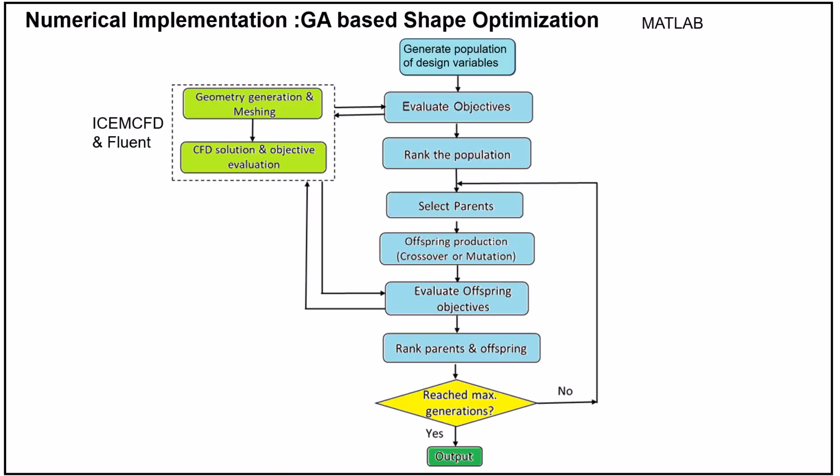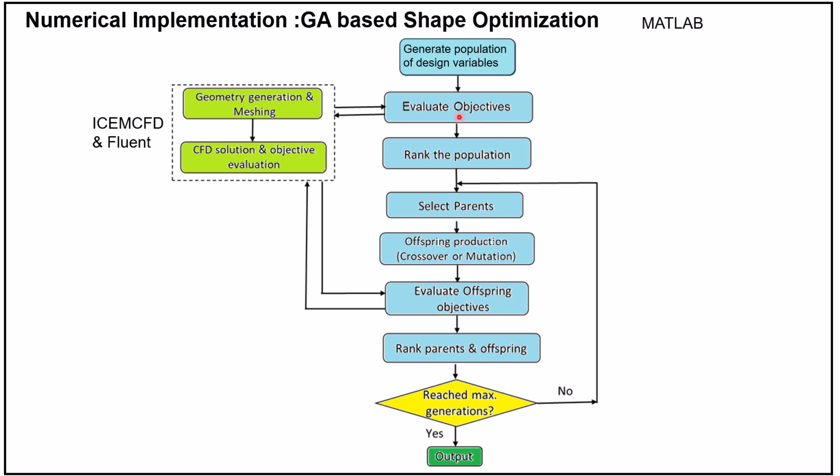So how to implement this shape optimizer? What are the steps involved in the shape optimizer? The first step is we need to generate the population of design variables. This is a GA based algorithm. So first we generate the population of design variables, and then we need to evaluate the objectives for each member of the population.